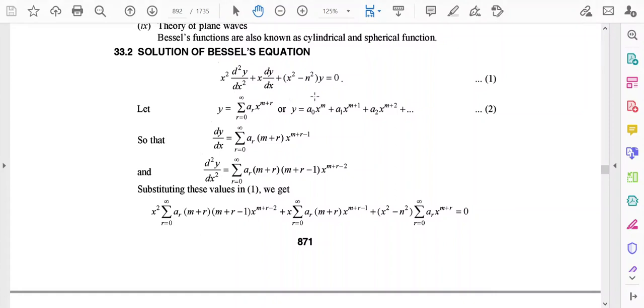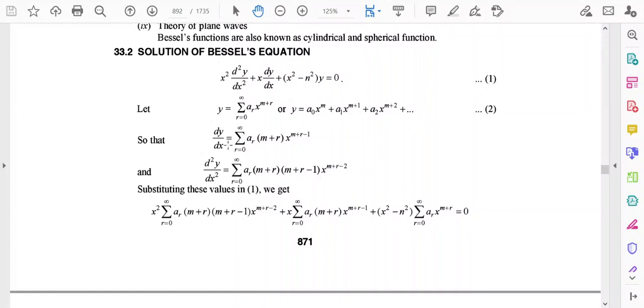For this purpose, we have to assume that the solution y is equal to the summation r equal to 0 to infinity of ar x to the power m plus r. So we can expand it like this: y can be written as a0 x to the power m plus a1 x to the power m plus 1 plus a2 x to the power m plus 2 plus so on.